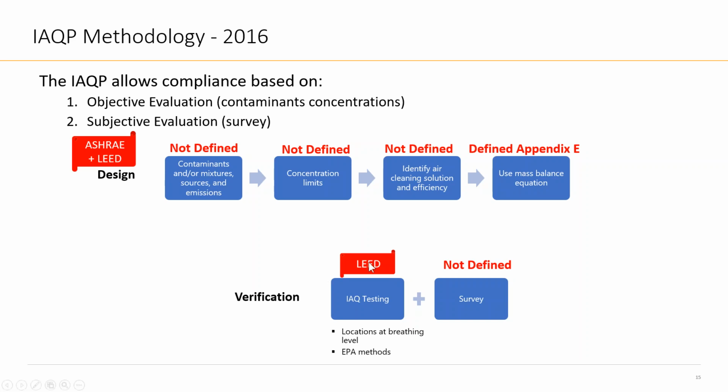Now, it doesn't apply to ASHRAE, and I'm not going to go through it in detail, but if you have a LEED project, you can apply the same procedure to the indoor air quality procedure pilot credit in LEED. And for that, you need to do only one time an indoor air quality test. There's also a survey, but I'm not going to talk about it today for time purposes.